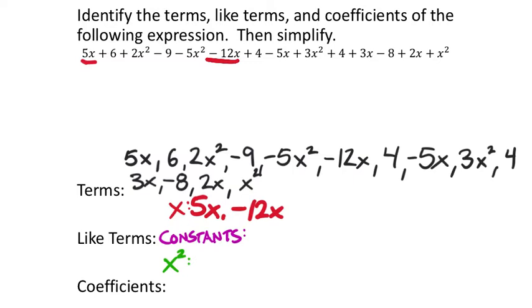Continuing to scan this, I got a +4. And then I have this -5x, which is a like term. Then we got a +3x squared, +4, and yep, another x, +3x.